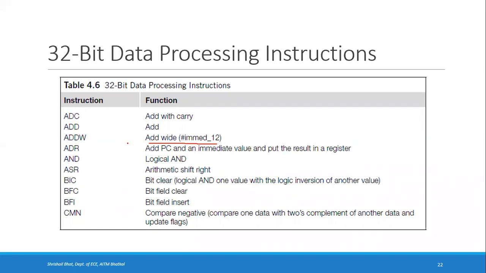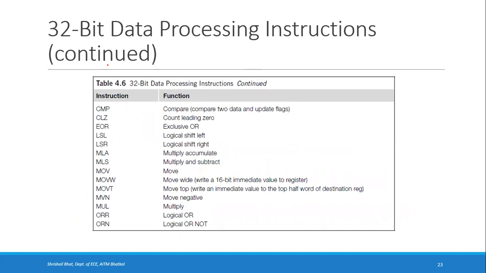ASR is same, arithmetic shift right. BIC, bit clear. This is one thing. Then bit field insert, to add certain bits and to clear certain bits in between a register. We can use this bit field clear and bit field insert. Compare negative is similar, compare instruction is similar. Then CLZ stands for count leading zeros.